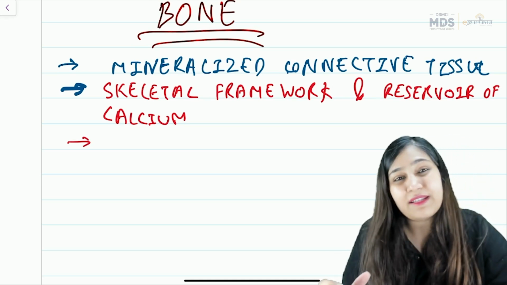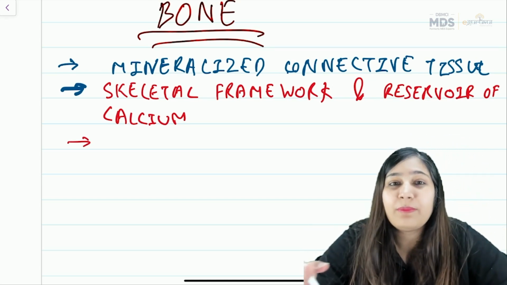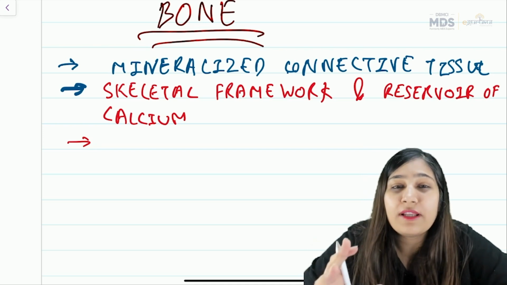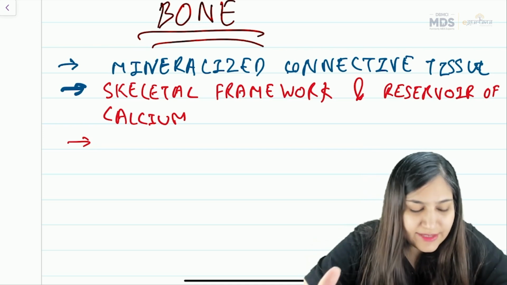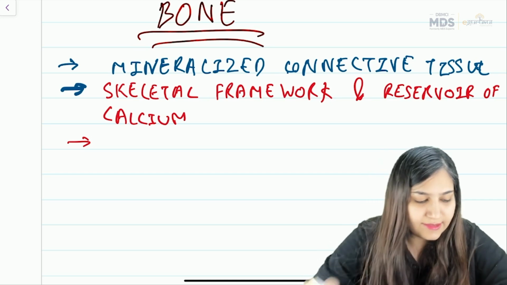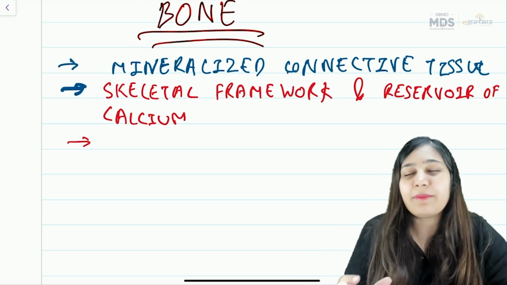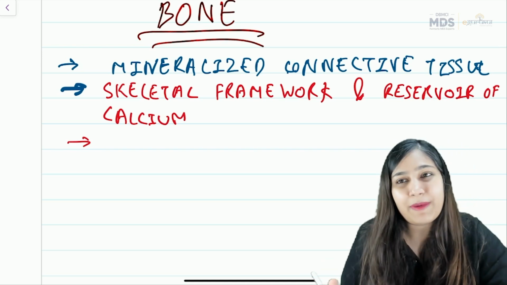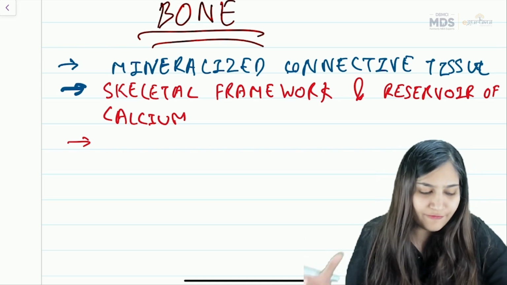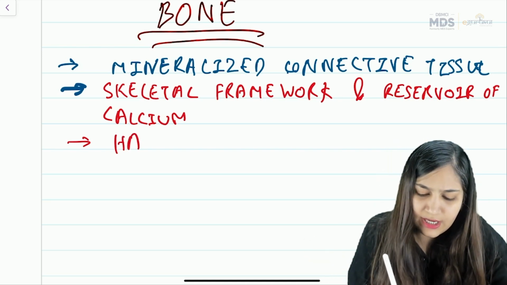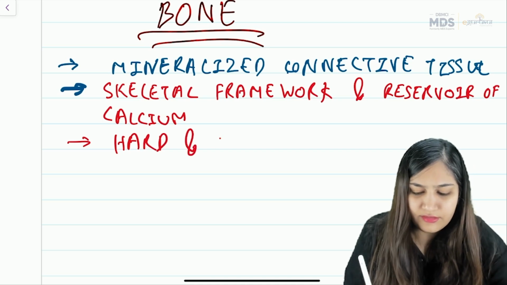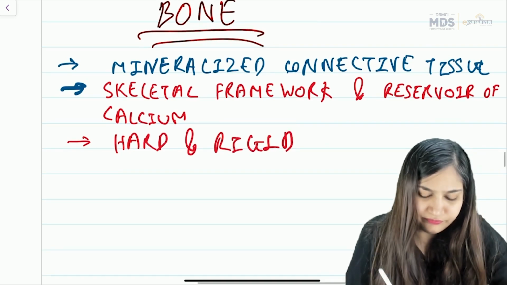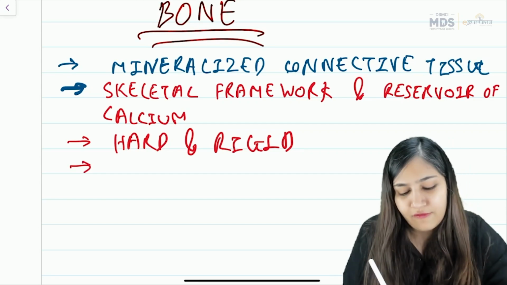Bone marrow is present here. In between bone, we have bone marrow also. This bone marrow consists of what? Hematopoietic stem cells, which produce blood cells. Its main function, it protects the underlying visceral organs also. Yellow bone marrow may be present; it depicts the storage of fat. Bone is mainly hard and rigid, and it remodels according to functional demand.